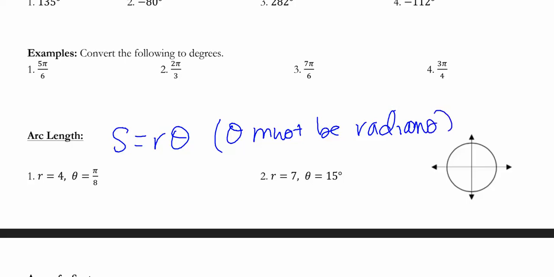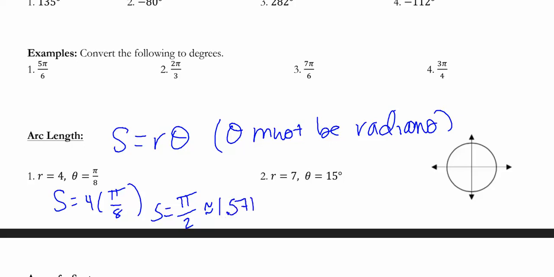Okay? So here, to find the arc length of a circle with a radius of 4 at pi over 8 radians, I'm going to do S equals 4 times pi over 8. So my arc length, if I use the calculator, is pi over 2, which is equivalent to 1.571. So the length of that arc is 1.571.